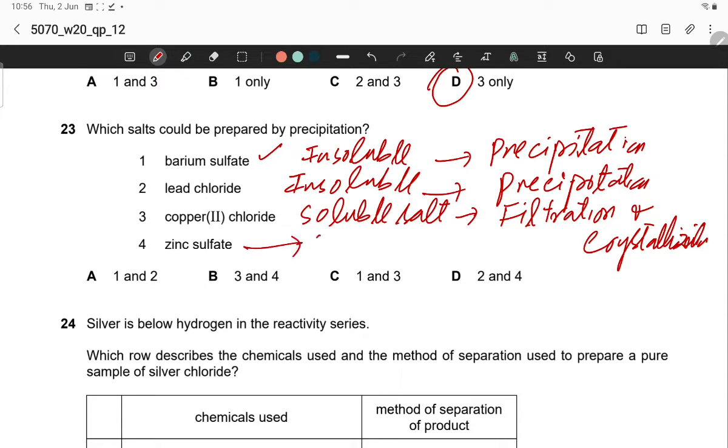Zinc sulfate is also a soluble salt. So 1 and 2 are correct. So if 1 or 2 are correct, the option is A.